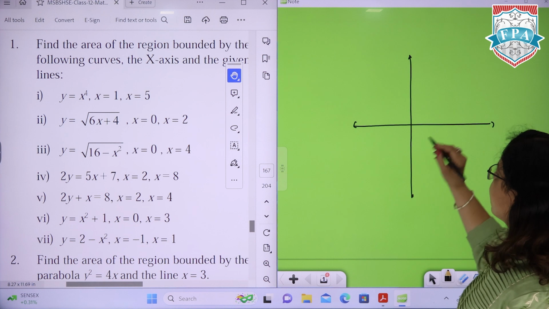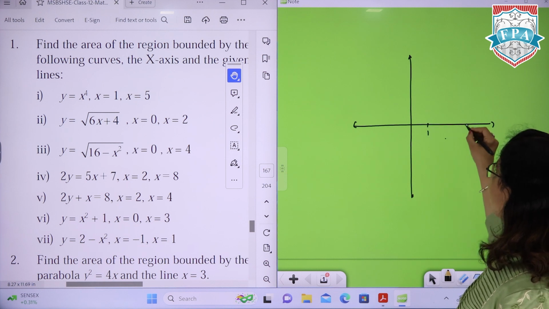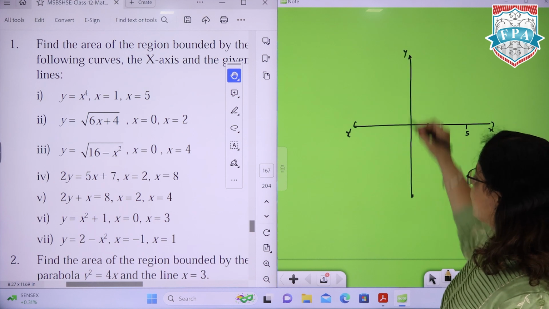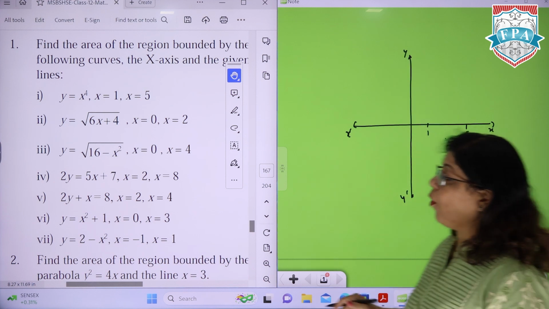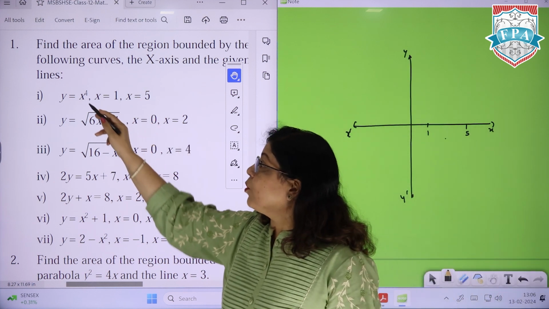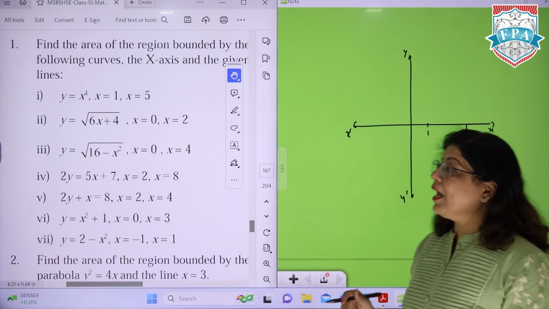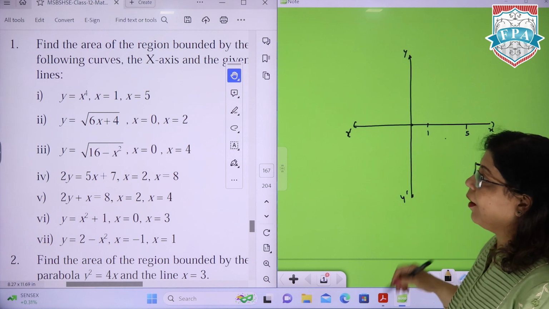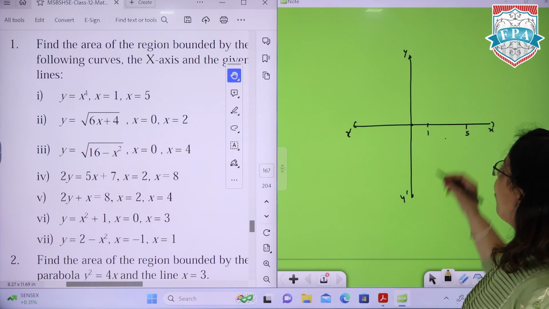And the value of x is given as 1 and x as 5. This is x dash, this is y dash. Now when you see the formula, y is equal to x to the power of 4. So when x is 0, y is 0, the figure will be this. Here a point will come. When x is 1, y is also 1.